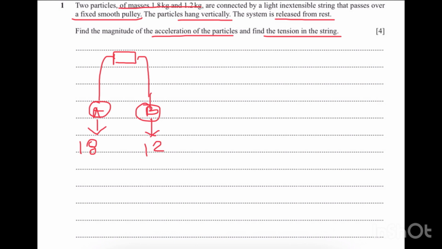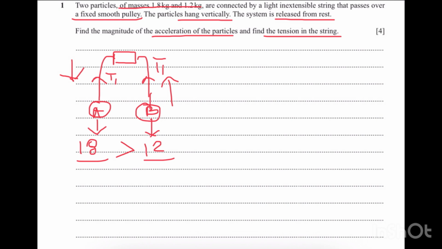So first we need to find out the direction of the motion. We see that this 18 is greater than this 12. That means that A will move downwards and B will move upwards. In that case, the tension in the string will try to move A upwards, and the tension on particle B will act as a forward force driving it upwards. The magnitude of this tension is the same.